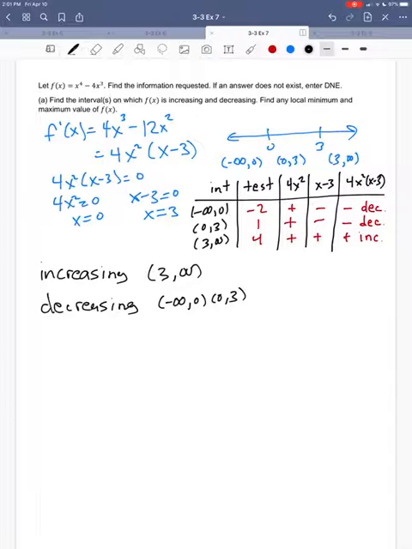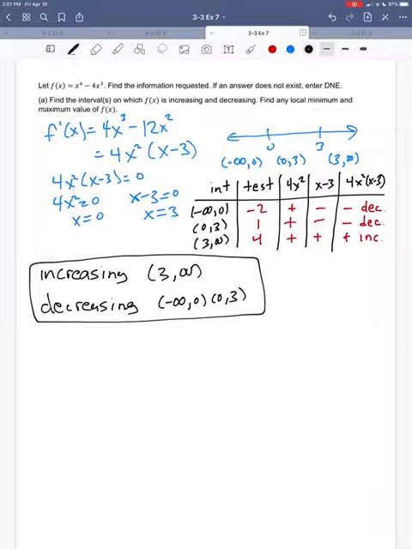So I found where it's increasing and decreasing. Now I'm supposed to find any local minimum or maximum values. So a local minimum, that's where a function changes from decreasing to increasing. A local maximum is where it changes from increasing to decreasing.